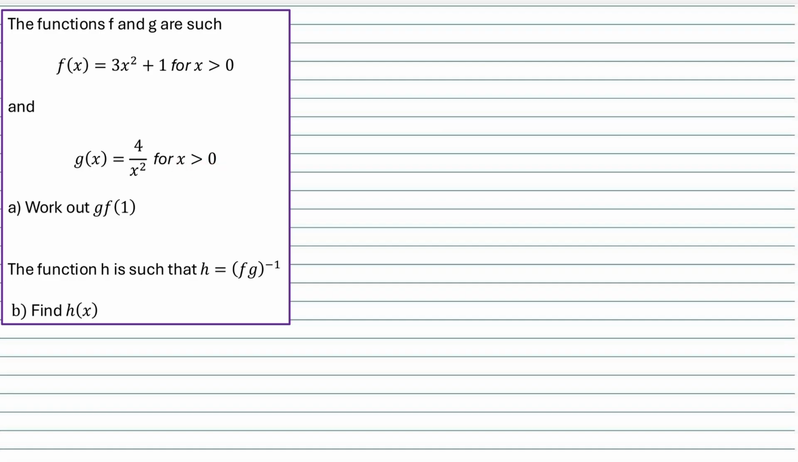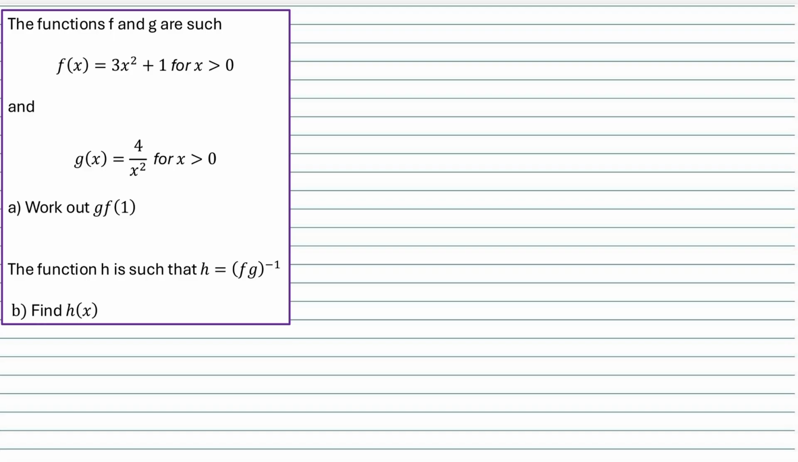We need to begin by working out this composite function with gf of 1, so this is when x equals 1. And then for part b, we need to work out the inverse of fg of x. So I encourage you to give this question a go yourself first. You can pause the video, and when you're ready, come back and you can check your working with mine.